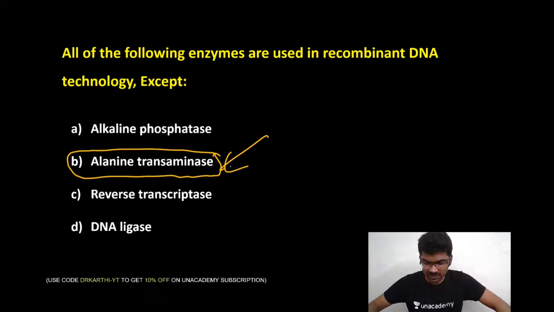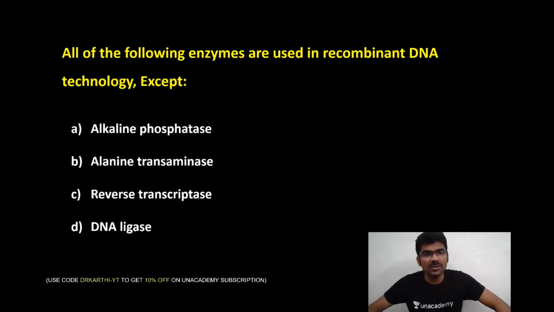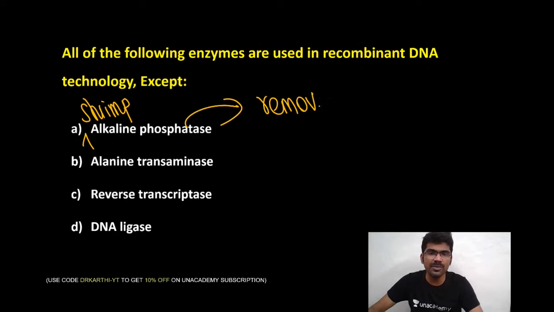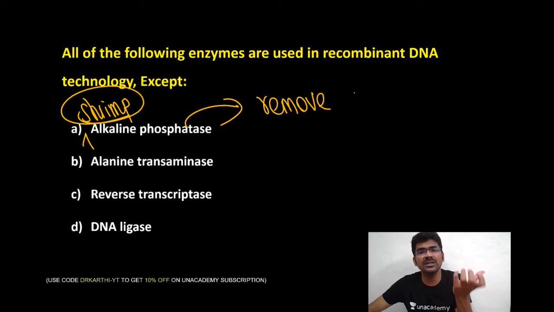So reverse transcriptase we are not going to use. But what about alkaline phosphatase? We actually use shrimp alkaline phosphatase to remove the phosphoryl groups. From the shrimp we take this alkaline phosphatase. We use it for removing phosphoryl group.